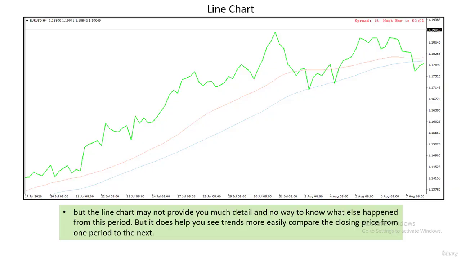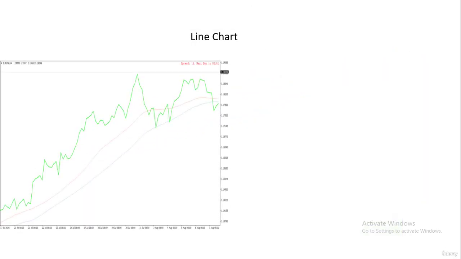But it does help you see the trend more easily compared to the closing price from one period to the next. The line chart can be drawn for various time frames and it shows the trend best, which is simply the slope of the line. So let's see the real chart example.